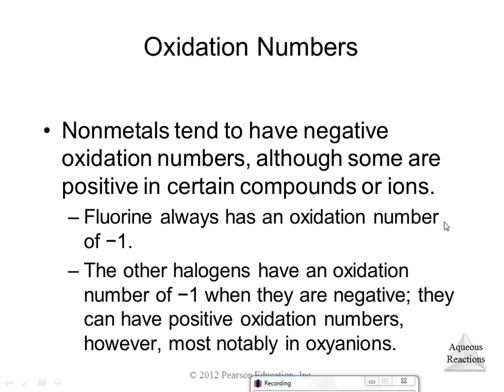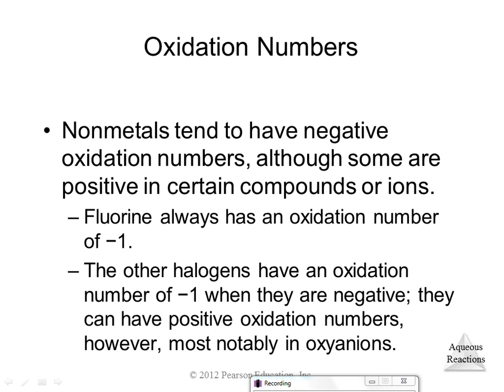Nonmetals are negative. Fluorine is something that never has anything other than -1. It's the most electronegative element on the periodic table. It wants one more electron to complete its outer shell. It's always -1. The halogens in general, that's group 7A, that's fluorine, chlorine, bromine, iodine, and astatine, are -1. They can have positive oxidation numbers if they're in oxyanions.